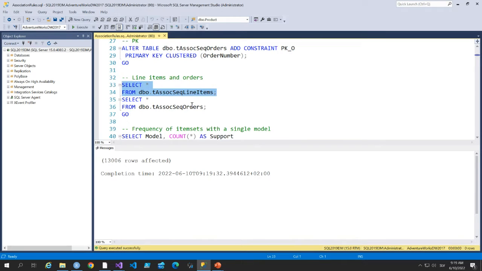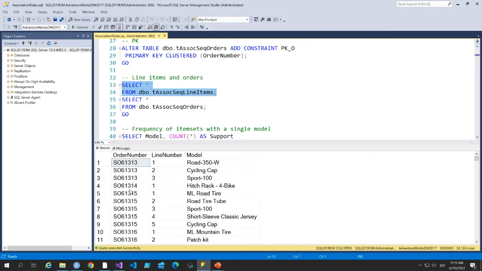So let's see. First one is the association line items. It was a view, now it's a table. So I have order number, which defines the transaction. And then we have model. So in these first transactions, 3 products were purchased: Road-350-W, Cycling Cap, Sport-100. And I also have a line number. This is done from internet sales.